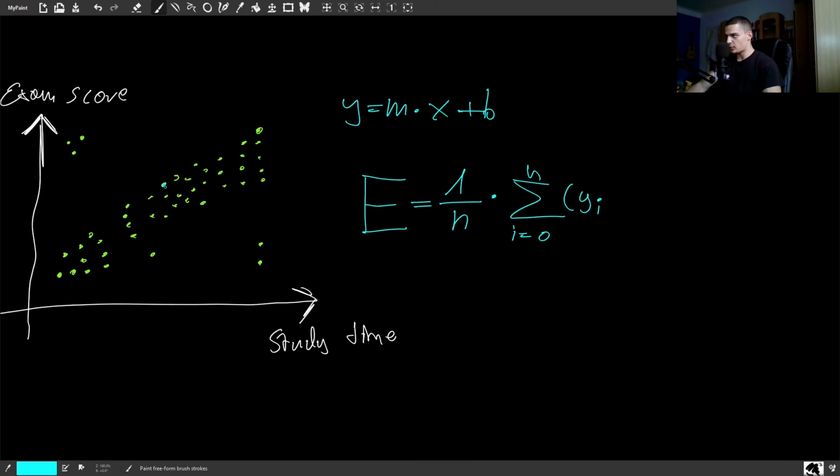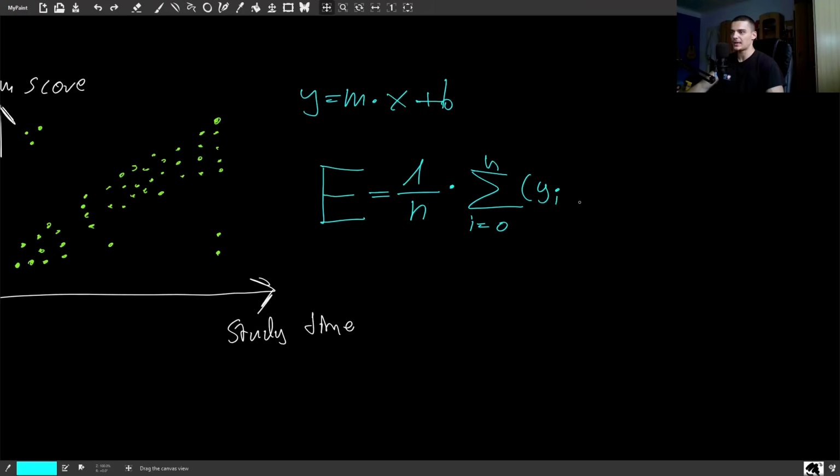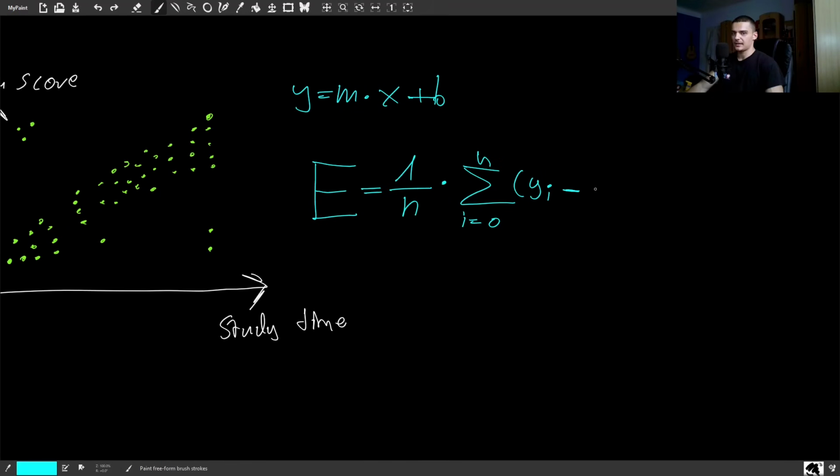So this point is yi, and this point is yi. The y value of this point is the actual yi value. And from this, we subtract yi hat, for example. So this is just the predicted value, this value here. And we can actually remove that and replace it by m times x plus b. So that is the error, and we can square that, and that would be the mean squared error.